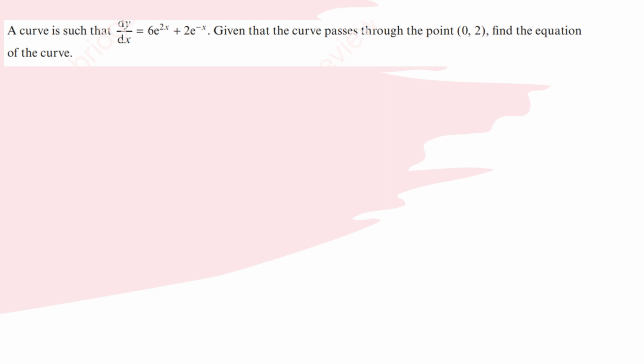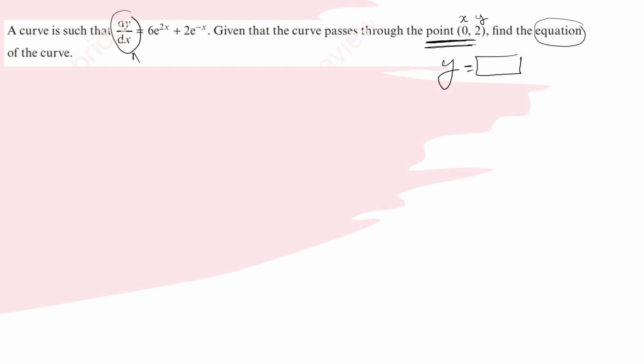Okay. A curve is such that dy over dx equals 6e power 2x plus 2e power negative x, given that the curve passes through the point (0, 2). I know x first, then y. Find the equation. Find the equation, so he wants y equal. I have dy over dx here, and I want to go from dy over dx to y.